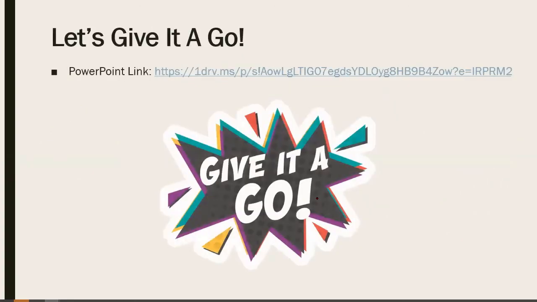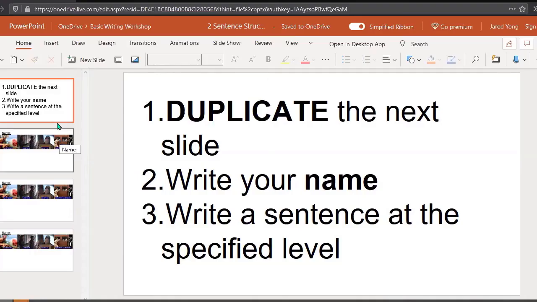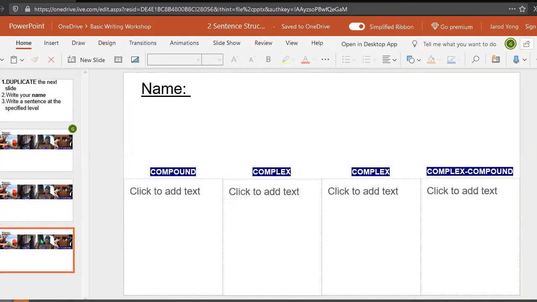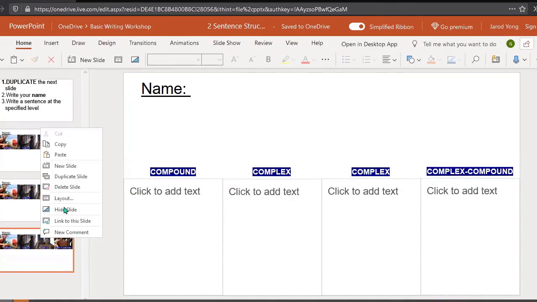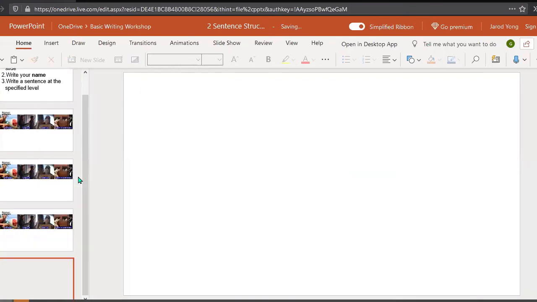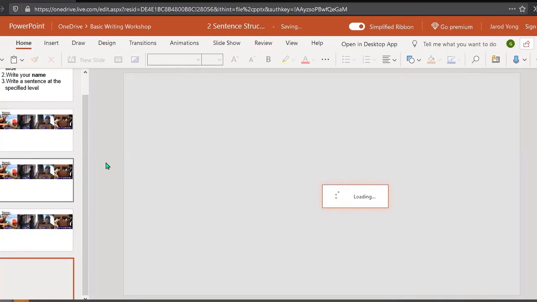Right, let's give it a go. So click the link. It'll take you to this document that I'm showing on my screen. What you should do is right click and click duplicate slide. So it's gonna make a copy of the slide, and then you write down your name in the duplicate.